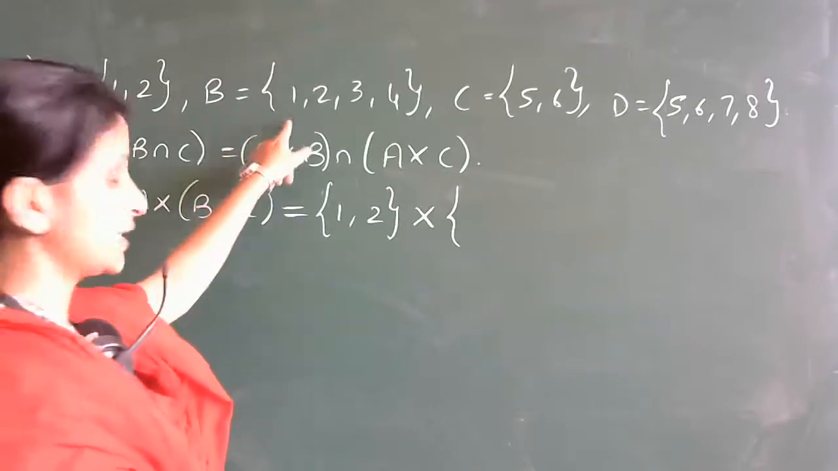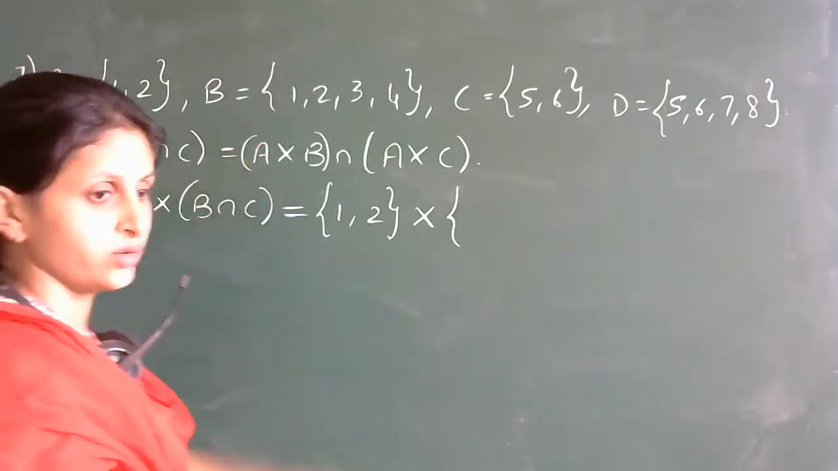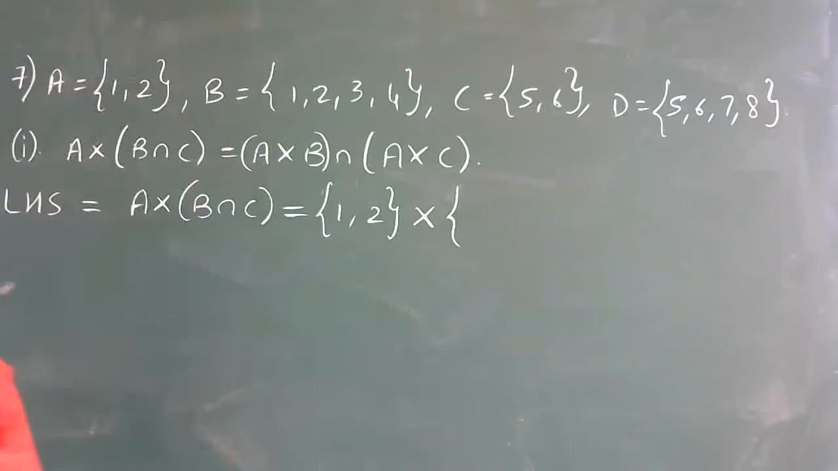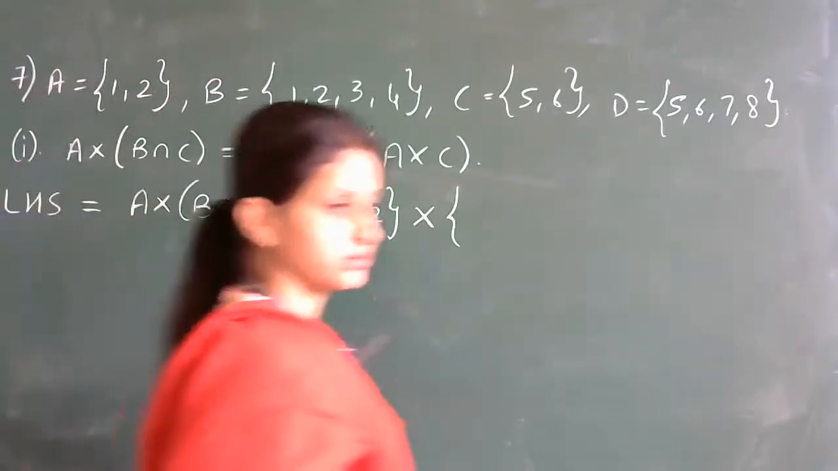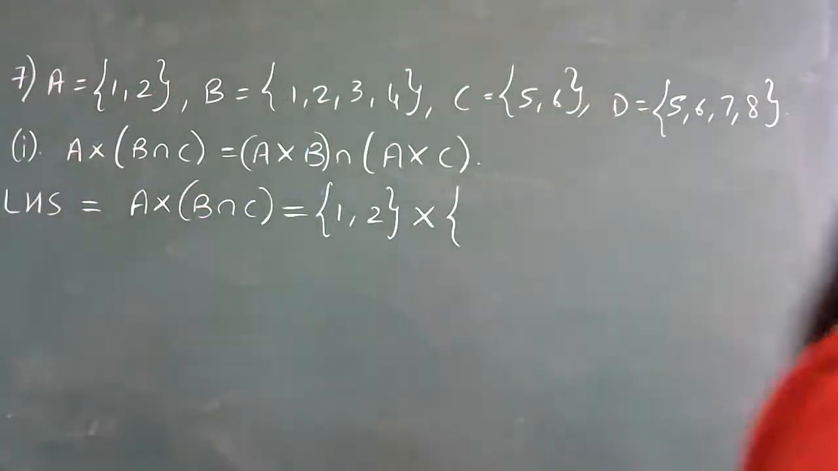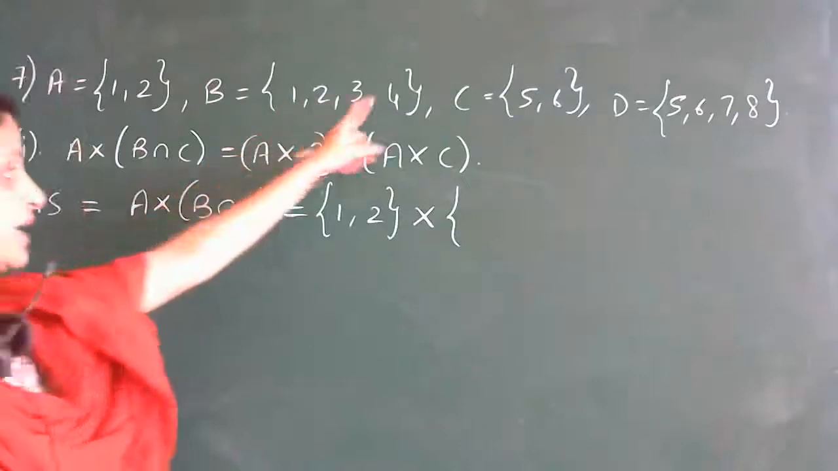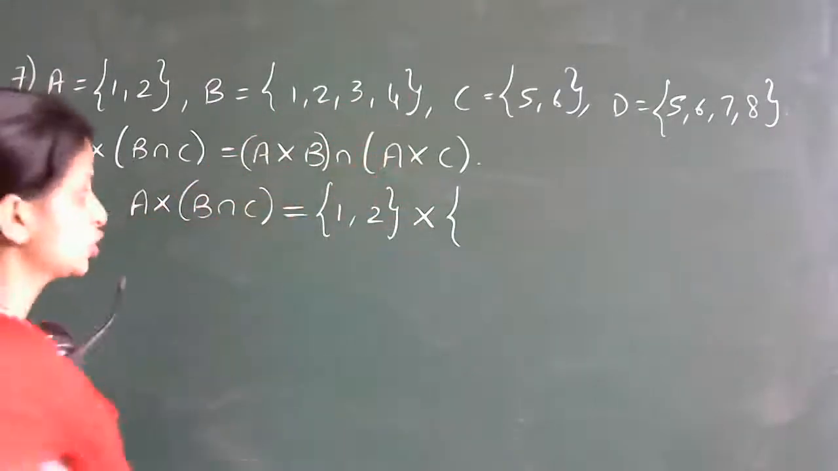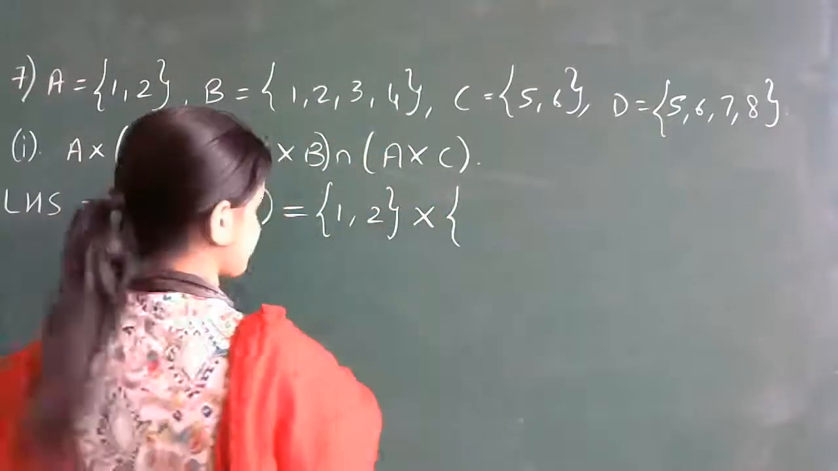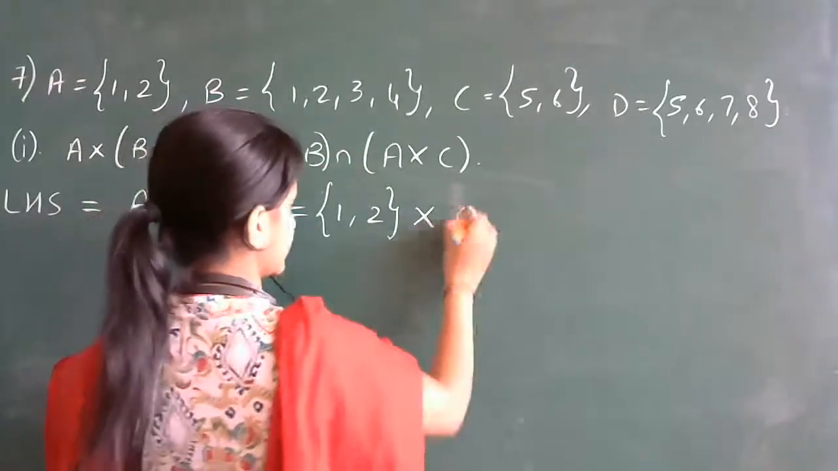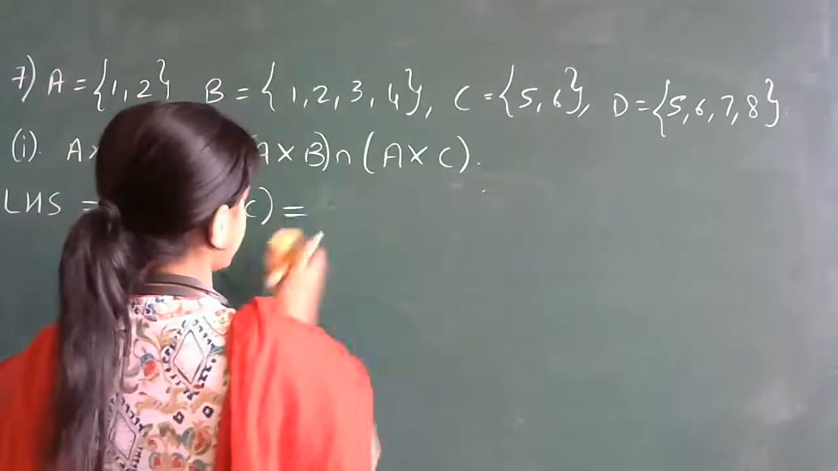See, in this set B we have these elements. Very good, it is the null set. Null set, students. You can observe here, we don't have any elements common in both these sets. So it is the null set.